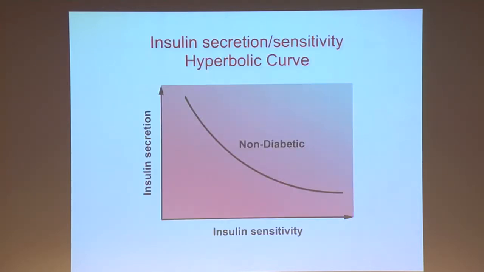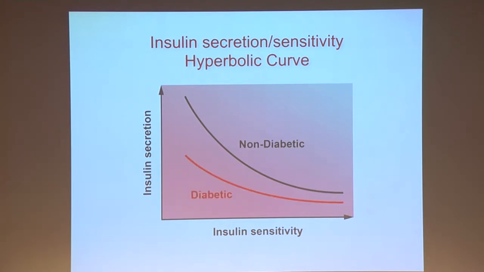Now, let me just tell you a little bit about diabetes. So this is what we call a hyperbolic curve. On one axis, we're looking at the ability to secrete insulin, and on the other is the sensitivity to insulin. And if you're on this curve, that is, if you're matching your demand for insulin with your supply of insulin, you're okay. So you could become very insulin resistant, but if you are dialing up your insulin secretion, you'll be okay.